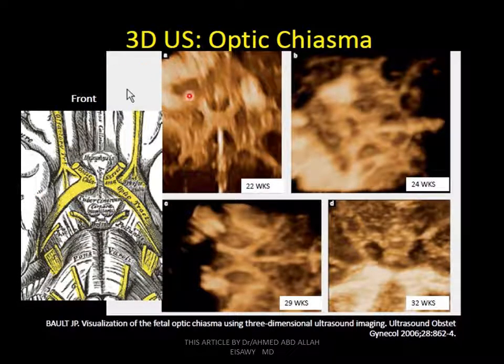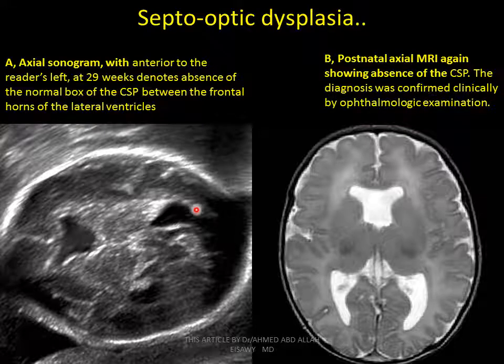Septo-optic dysplasia on 3D ultrasound, as we see. Visualization of the fetal optic chiasm on three-dimensional ultrasound, optic chiasm hypoplasia. Septo-optic dysplasia, axial sonogram, anterior to the left, at 29 weeks denotes absence of the normal cavum septum pellucidum between the frontal horns of the lateral ventricles. The frontal horns of the lateral ventricles communicate at the midline, and the postnatal MRI shows absence of the cavum septum pellucidum, confirmed clinically by ophthalmological examination.